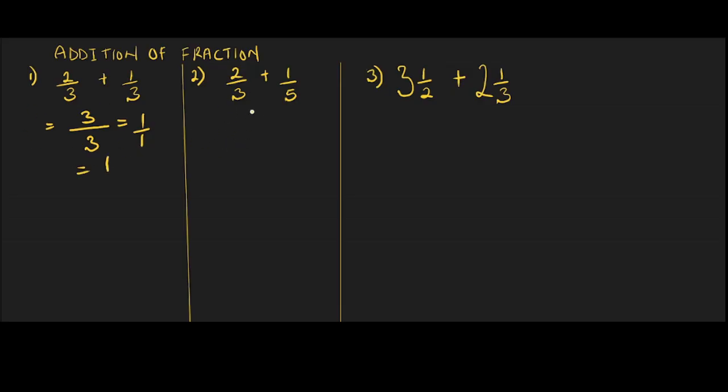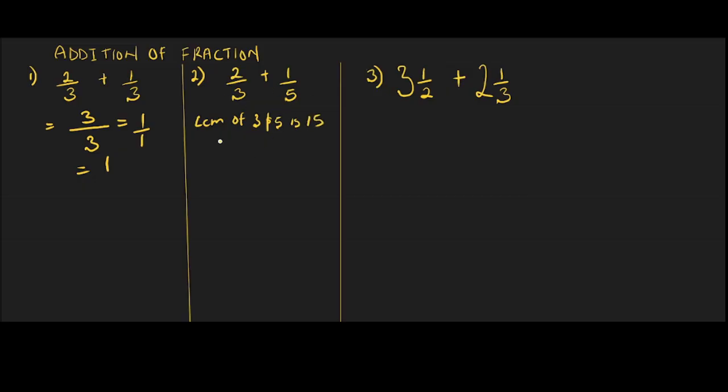Now, second example, we have 2 over 3 plus 1 over 5. In this case, the denominator of the first fraction is 3, and the denominator of the second fraction is 5. We cannot use the method we have just used. Now, we need to find the LCM of the denominators because they are different numbers. So the LCM of 3 and 5 is 15.